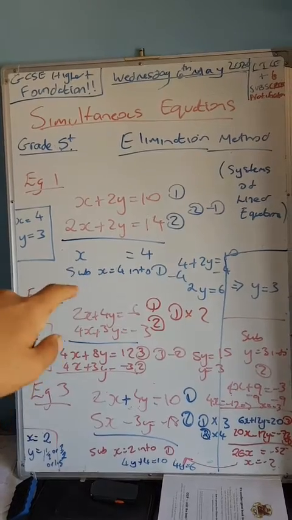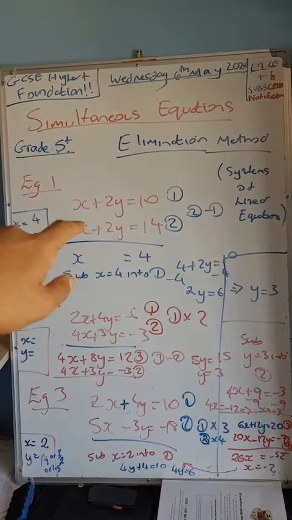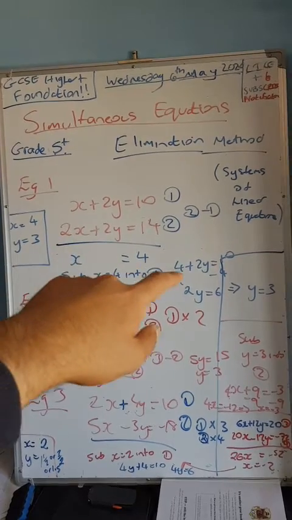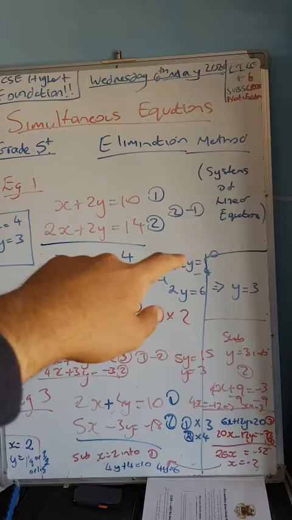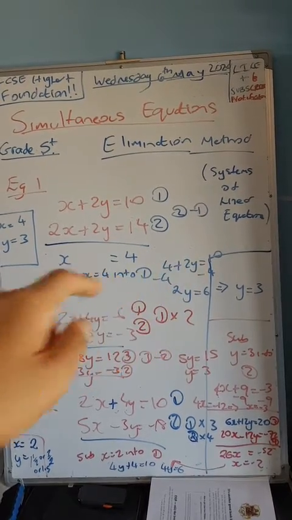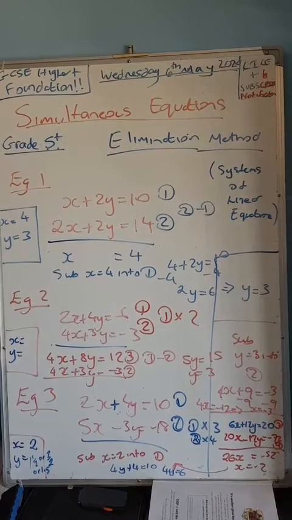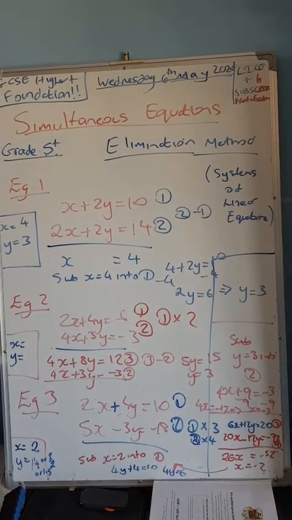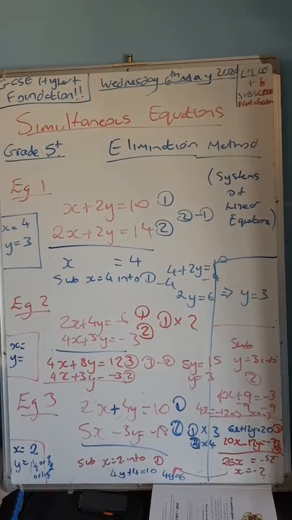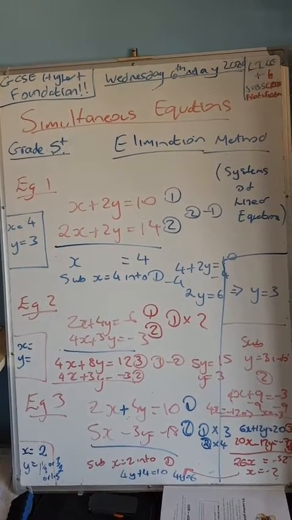I would then substitute x equals 4 into equation 1. So I'd get 4 plus 2y is equal to 10. I would then solve this linear equation, so I'd minus 4 on both sides. I would get 2y is equal to 6. 2y means 2 times y, so the opposite of times by 2 is to divide by 2. So y is equal to 3. So my solutions to this equation are x equals 4 and y equals 3.